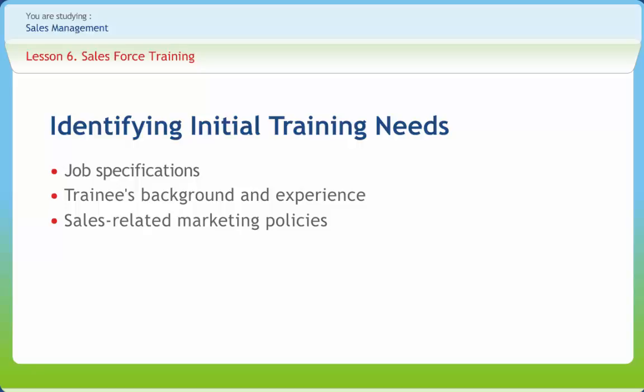And then, in order to determine initial sales training needs, sales-related marketing policies must be analyzed. Differences in products and markets mean differences in selling practices and policies, which in turn means differences in training programs. The training is then given on a varied basis.